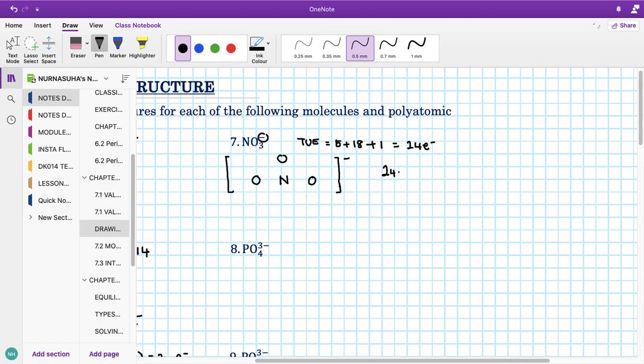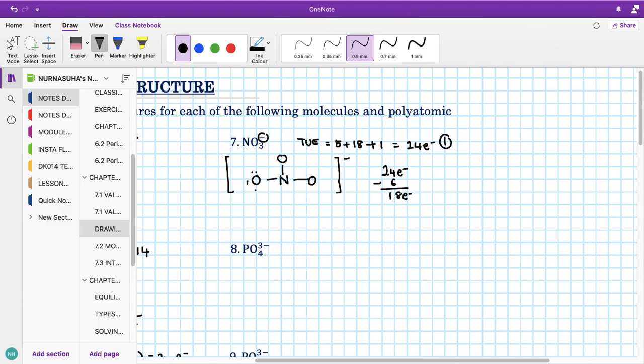Okay, 24 electron. We have 3 covalent bonds, so minus 6. So remaining is 18 electron. Actually yang ada markahnya yang ni je tau. Yang bila awak kira total valence electron. Yang awak tolak-tolak ni tak ada markah. Cuma Miss nak tunjuk lah elektron tu pergi mana.